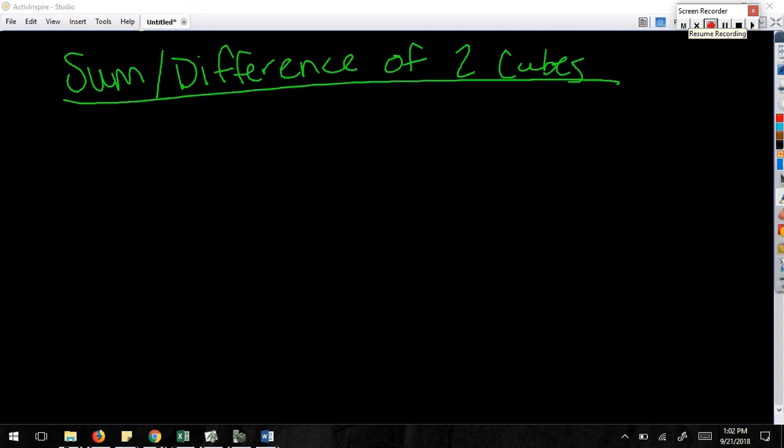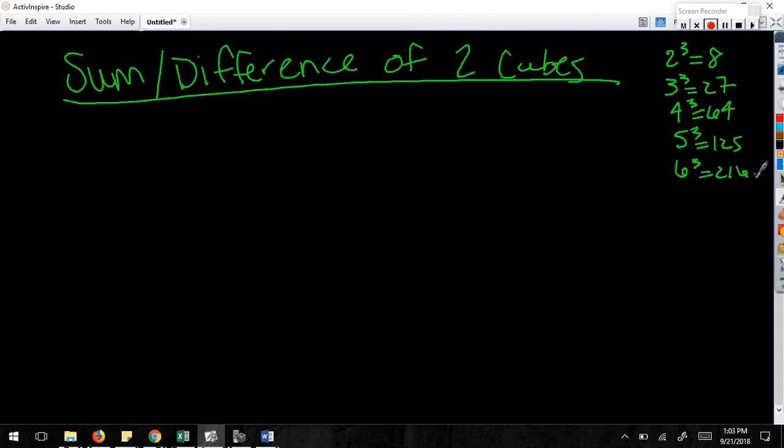2 times 2 times 2 is 8, so 8 is a perfect cube. 3 times 3 times 3 is 27, which is a perfect cube, okay? So you're going to need to be able to recognize these, first off. 6 cubed is 216, which is a perfect cube. 125. You should recognize them at least through 6. You might encounter a few 7s, maybe a 10, and those are just the zeros on the end.